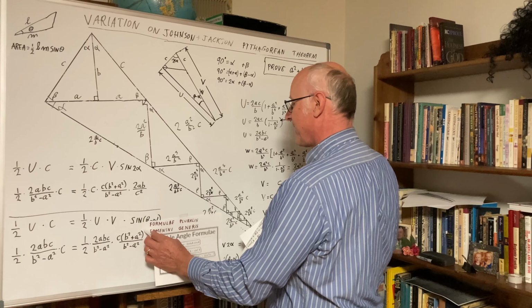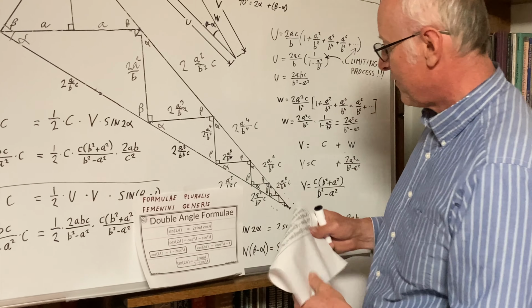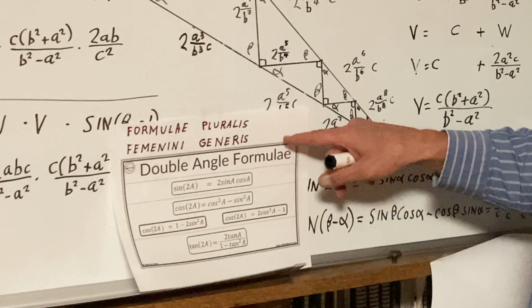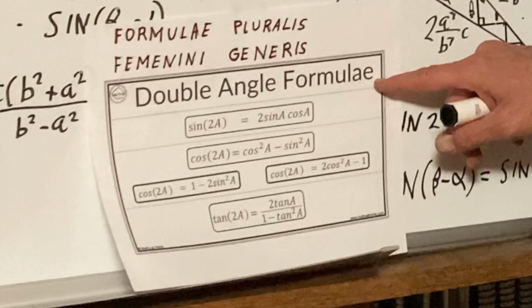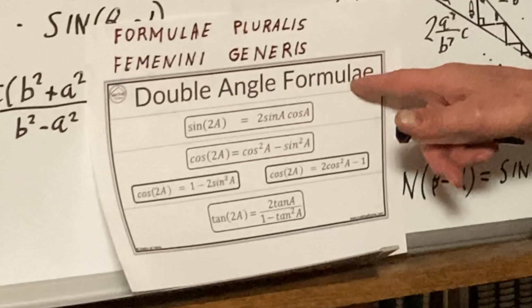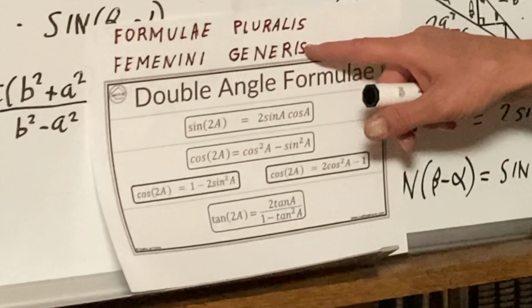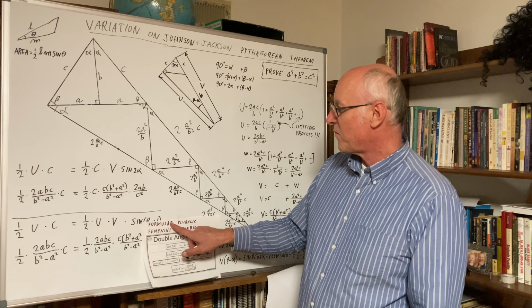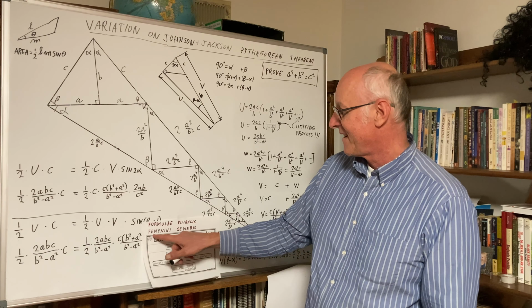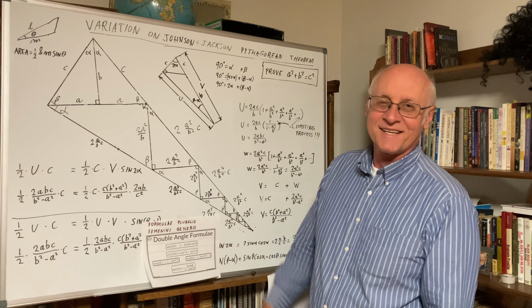So this is kind of interesting. Believe it or not, formulae is a valid English word. It's taken right out of Latin. Formulae pluralis feminini generis. Formula singularis feminini generis.